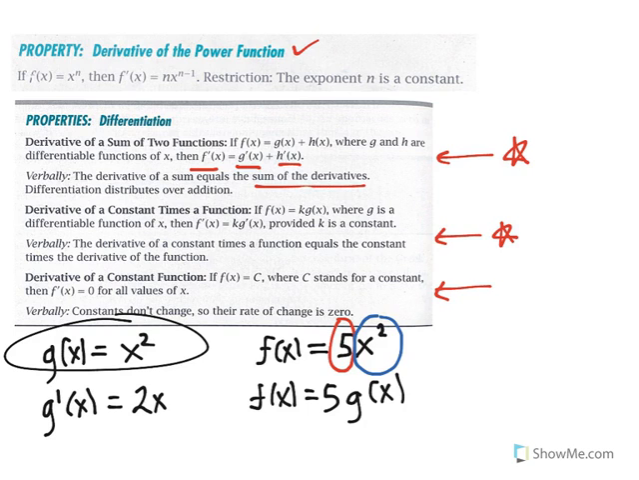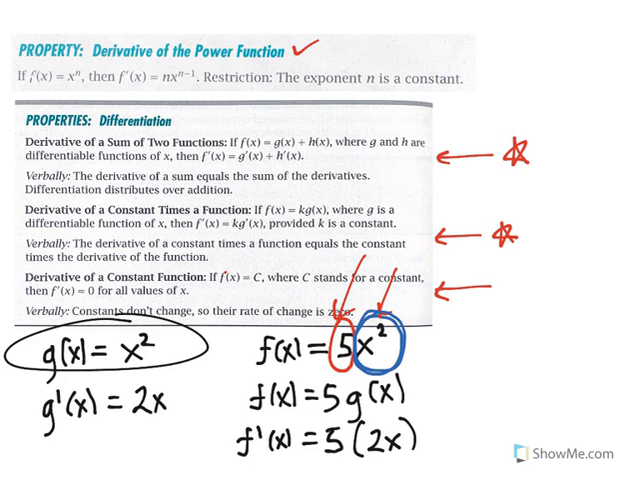How do you find f prime of x? This rule tells us that if you have a function that's a constant times a differentiable function, then the derivative will be the constant times the derivative of the differentiable function. So that allows you to find the derivative of f very easily. My constant here is 5, and the function that's differentiable is a power function, and I can find the derivative of x squared using the power rule, and that would be 2x. So I have f prime of x is equal to 5 times 2x, which is 10x. So that's what this second rule allows you to do. The derivative of a constant times a function equals the constant times the derivative of the function.